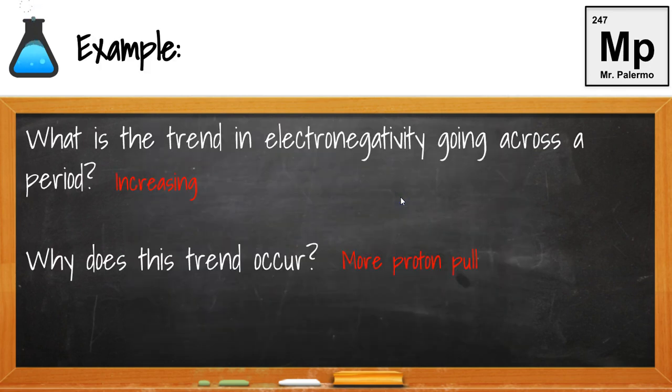So here's an example. What is the trend in electronegativity going across a period? When we go across a period, we're going to see an increase in electronegativity. Why does that trend occur? Due to the increased nuclear or proton pull.